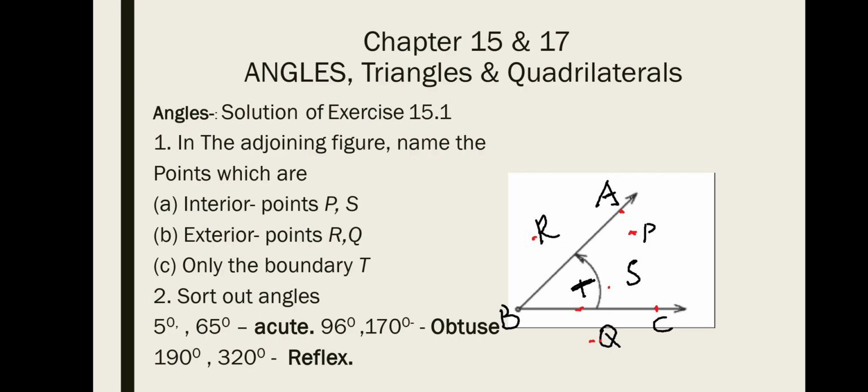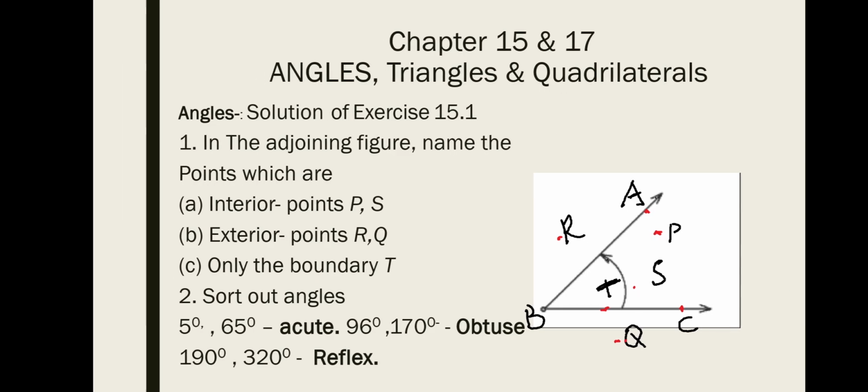Sort out angles. 5 degrees and 65 degrees are acute angles. 96 degrees and 170 degrees are obtuse angles. And 190 degrees and 320 degrees are reflex angles.